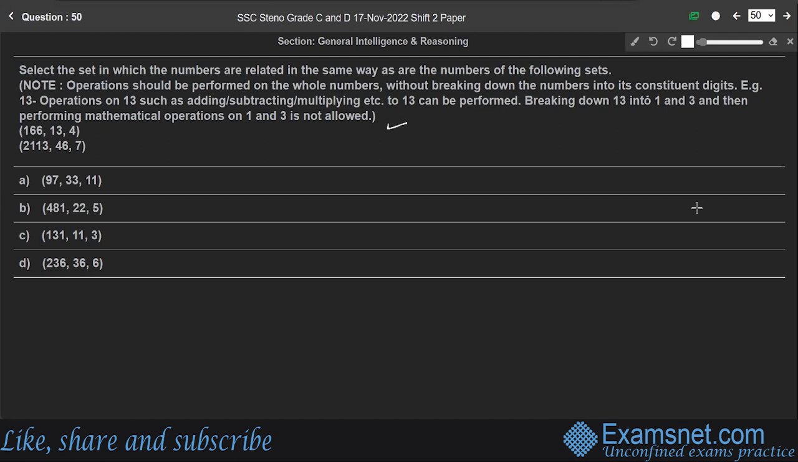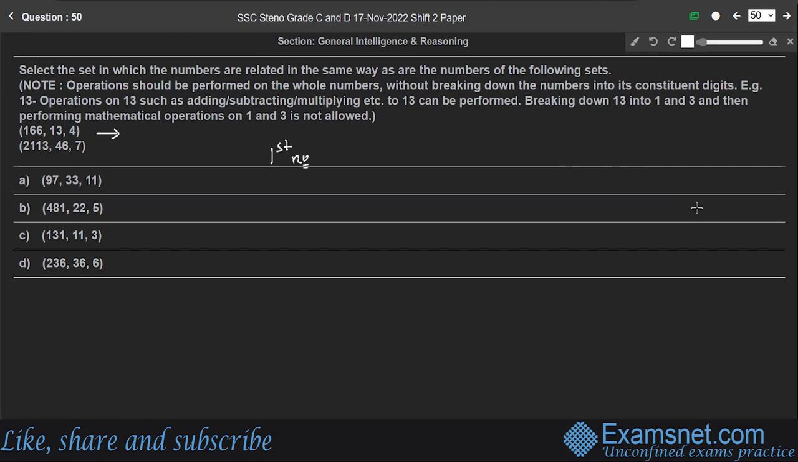Question number 50. Select the set in which the numbers are related in the same way as the numbers of the following sets. Here is a note: you should not perform the mathematical operations by dividing the given number into two or more numbers, that means separately into single digits. For example, 49. You should not perform the mathematical operations on 4 and 9 separately. This operation should be on the whole number 49.